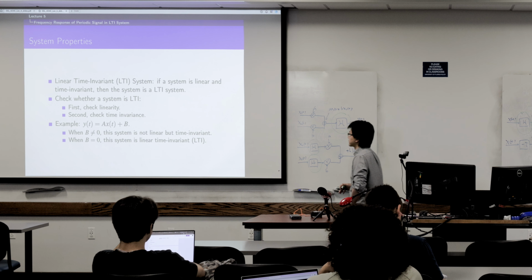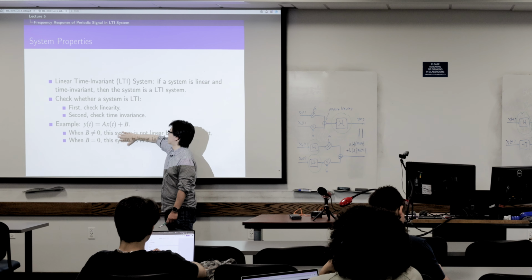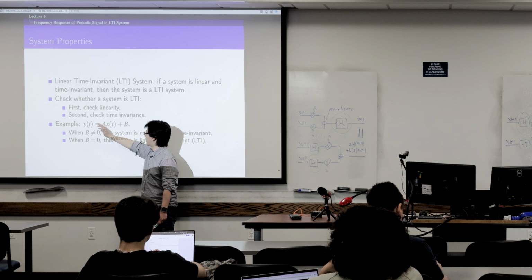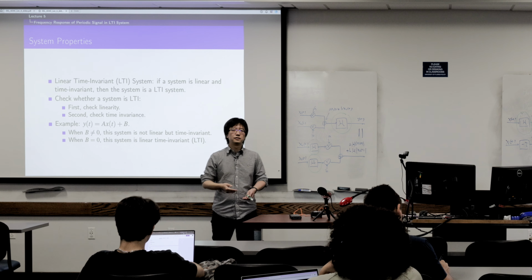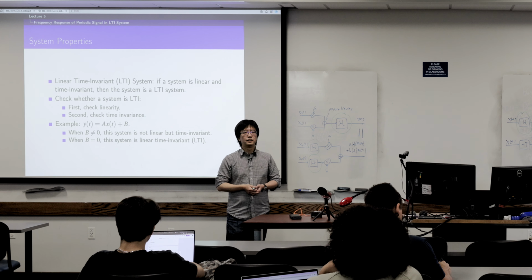Okay, very important. One good example to really understand what an LTI system is, is to think about this example. Do not read this. We have a system where y(t) equals a times x(t) plus b. Is the system linear, or linear time invariant? When we check whether a system is LTI, we need to see whether it's linear first and then time invariant. So is this system linear?